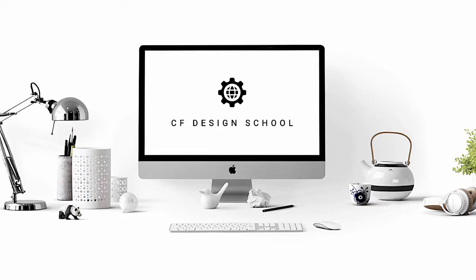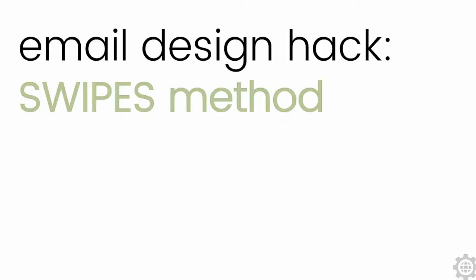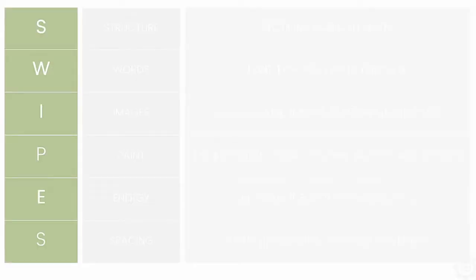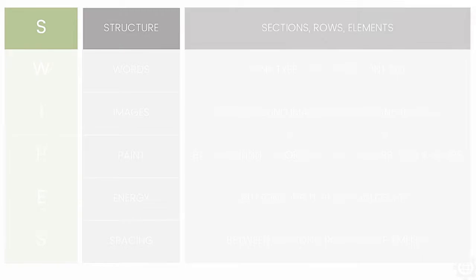Now I want to introduce you to two different methods, and the first one is called the SWIPES method. Let's go over what this means. The SWIPES method is what is going to help you to hack and swipe the design secrets of other people's emails. S stands for structure. With structure, you're going to look at the sections, rows, and elements that each are comprised of. And again, I'll go through an example if you're a little bit confused. If you've already been through CF Design School, this is probably a bore for you. But for your newbies, I'm going to go ahead and show you an example, so don't stress.